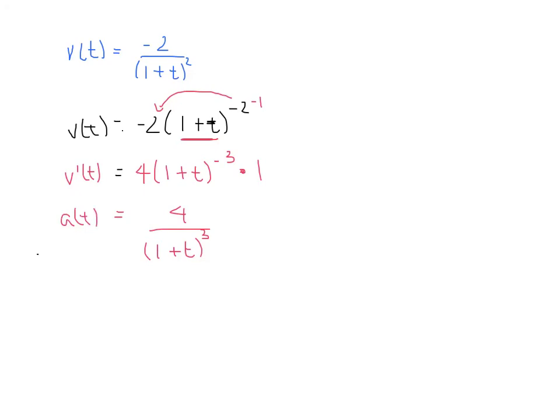And our last step is to figure out what the acceleration is at t equals 0. So we get 4 over, and now we're plugging 0 in, so 4 over 1 cubed, which is just 4, which on your paper was answer choice E.